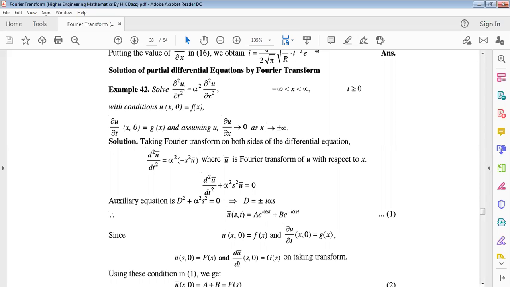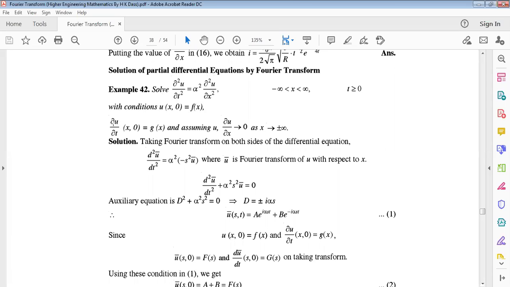That means there is a single dependent variable and two independent variables. This single dependent variable depends on the two independent variables x and t. This is why it is called a partial differential equation of second order. Remember it. With the given condition ux 0 equals f of x. This is the given condition. When t equals 0, time equals 0, then the value of the dependent variable will be f of x.